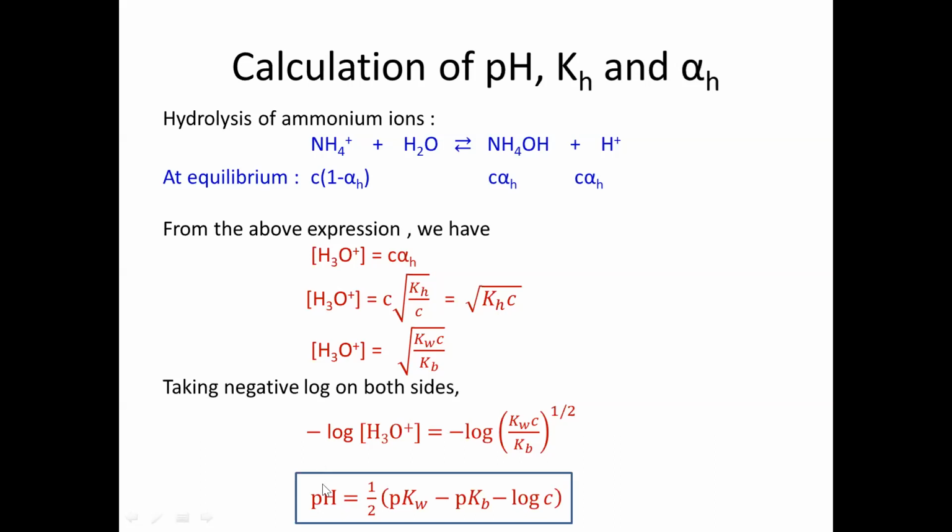To have an expression of pH, we have to take the negative logarithm on both sides. So taking minus log on both sides, we get pH, which will be equal to half into pKw minus pKb minus log C. So this is a straightforward expression for calculating the pH of a salt made from a strong acid and a weak base. Once we know the value of pKb and the concentration of the salt, we can straightforwardly calculate the pH of the salt.